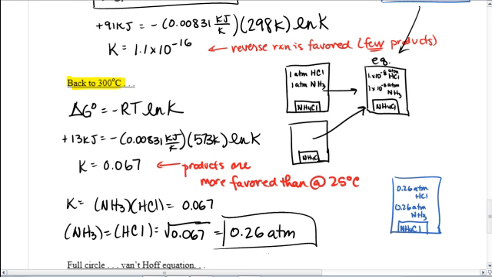And maybe we did that because we just put the solid in the container and that's it, and it decomposes until it makes this much stuff. Or maybe we put 1 atmosphere of each and the solid in there, and the reverse reaction is going to be favored until it drops to this much. That's what those numbers are indicating to us. Okay. Questions?